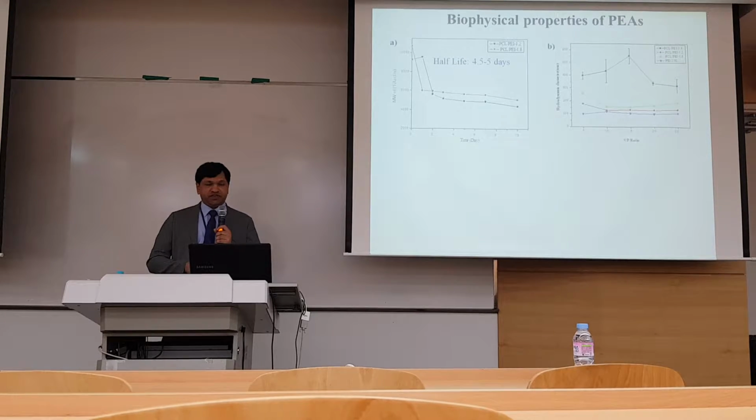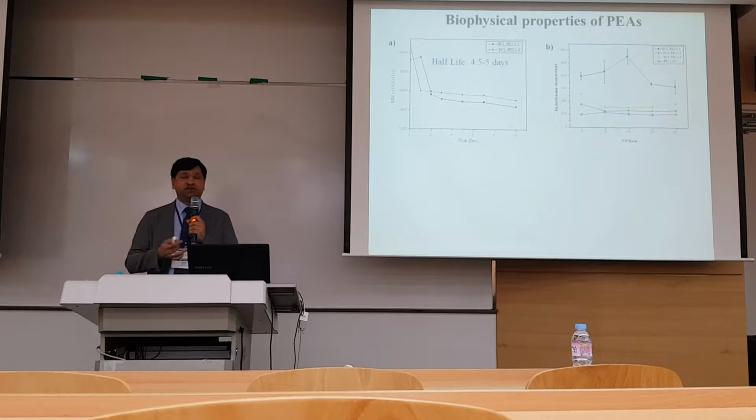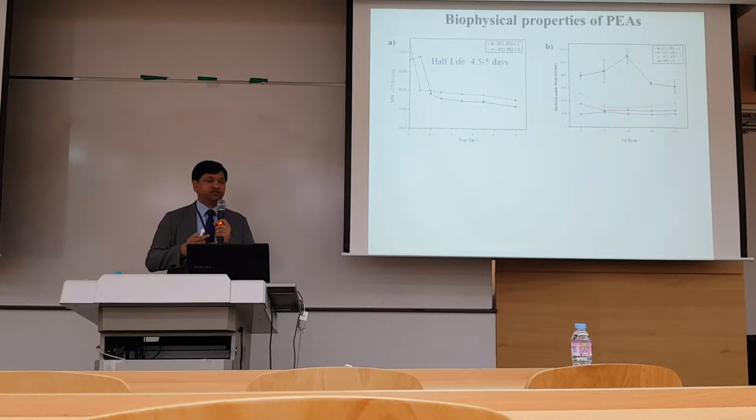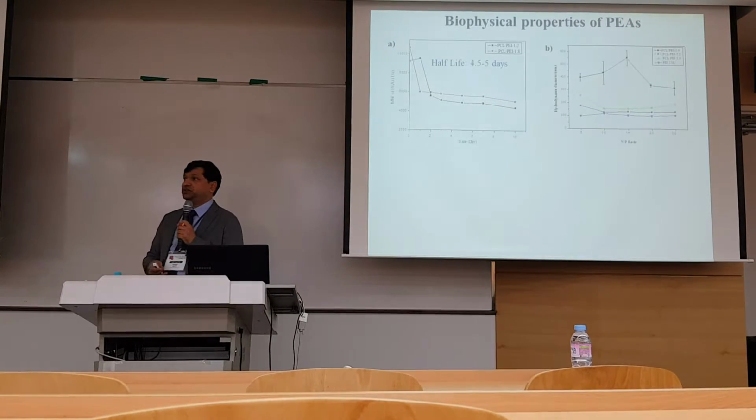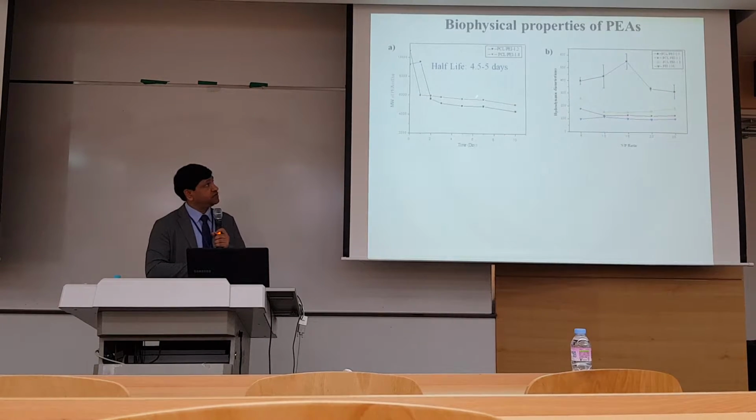So these are the biophysical properties of the polymer. Because of the polycaprolactone presence, it is hydrophobic. So it has a long degradation, which will be called a controlled or sustained release property. When we checked the degradation half-life, it was almost 4.5 days.